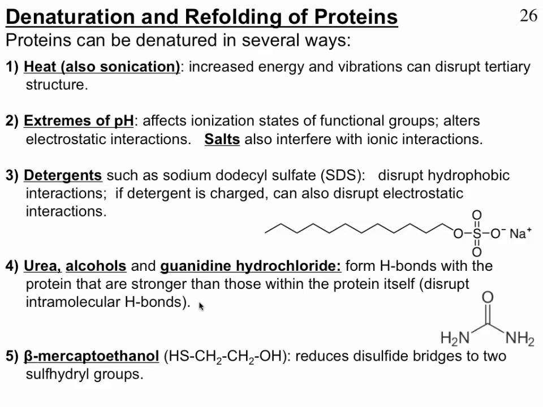pH extremes can also cause proteins to denature. This is going to affect the ionization of functional groups and alter electrostatic interactions. So this is related to the ionization of amino acids and the titration curves that we worked on in the previous lectures. And salts can also interfere with ionic interactions.